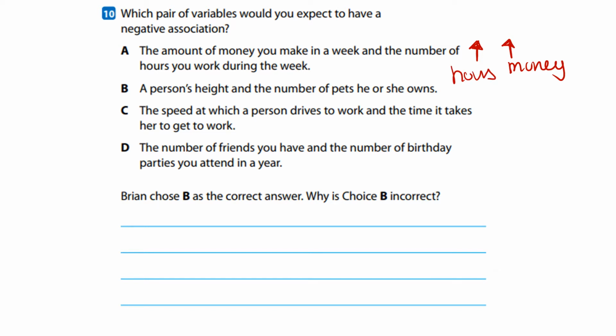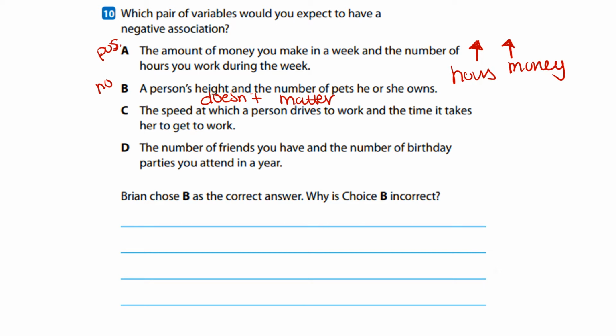For letter B, a person's height and the number of pets he or she owns. That does not matter. There is no law that says you have to be a certain height in order to own pets. Those are two irrelevant pieces of information. And so that one would be a no association.